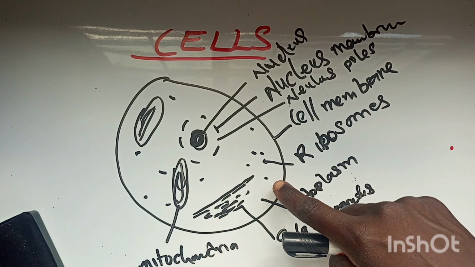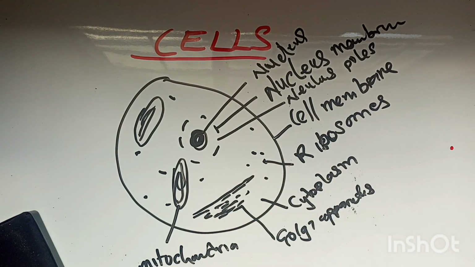ribosomes. These ribosomes are small organelles responsible for protein synthesis, where proteins are made. Then from there we have the Golgi apparatus, a complex of flat sacs involved in protein modification and transport, on how proteins move from one place to another. Yeah, so those are found inside the living cell.